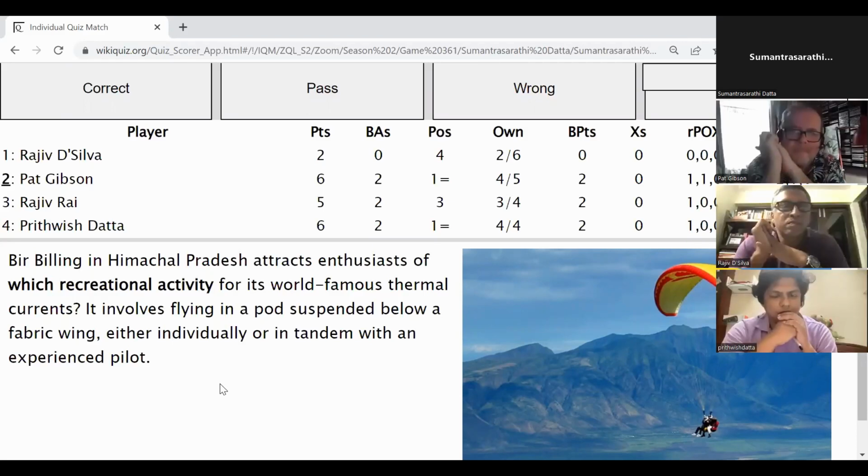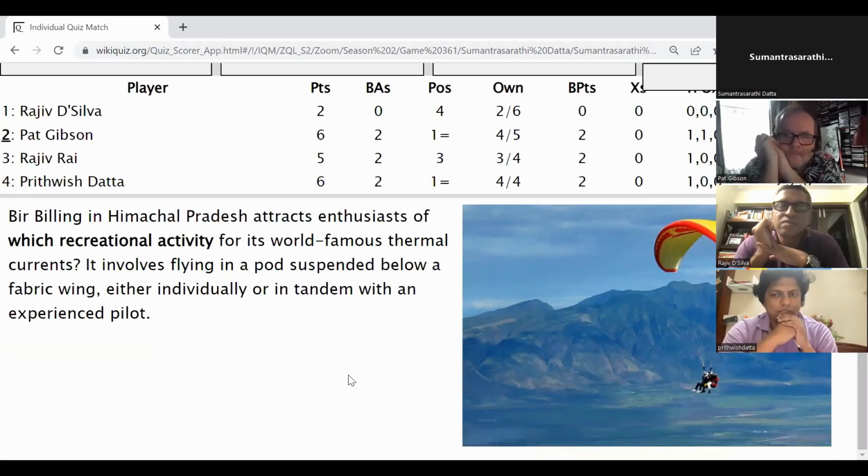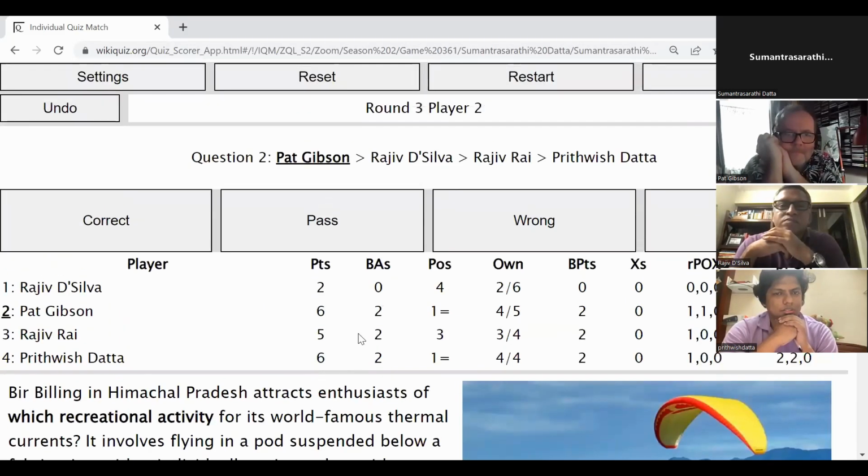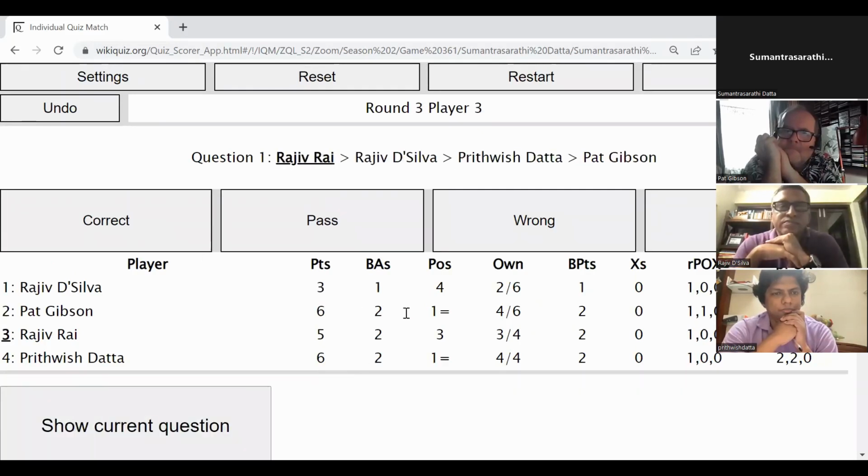currents. It involves flying in a pod suspended below a fabric wing, either individually or in tandem with an experienced pilot. Wing gliding. I will pass to Rajiv De Silva. Paragliding. Paragliding is what we're looking for.